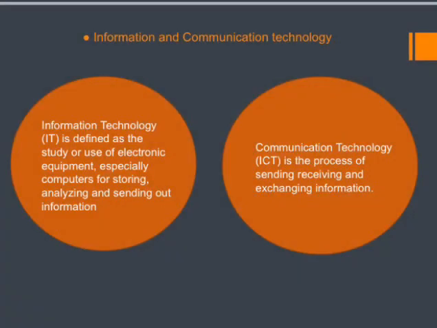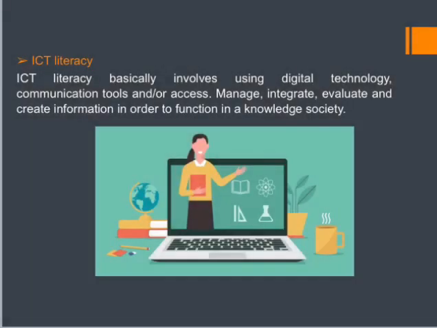So in the first circle, we have information technology, or what we call IT, which is defined as the study or use of electronic equipment, especially computers, for storing, analyzing, and sending out information. Communication technology, on the other hand, is the process of sending, receiving, and exchanging information. ICT literacy basically involves using digital technology and communication tools to access, manage, integrate, evaluate, and create information in order to function in a knowledge society.